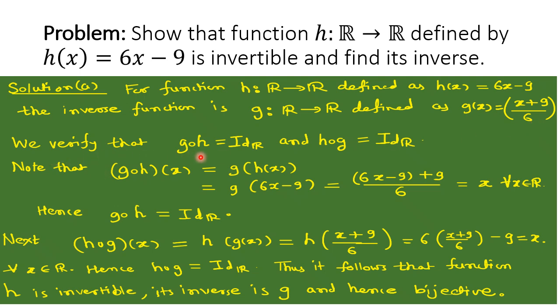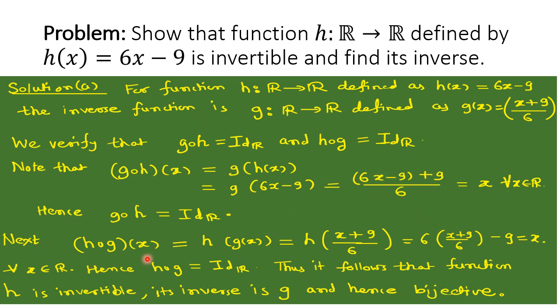Let us verify that this g composed with h is identity and h composed with g is also identity. So let us start with g composed with h of x. It is g of 6x minus 9. So when I apply the g function, I need to add 9 and divide by 6. So this minus 9 will get cancelled and I will get x.